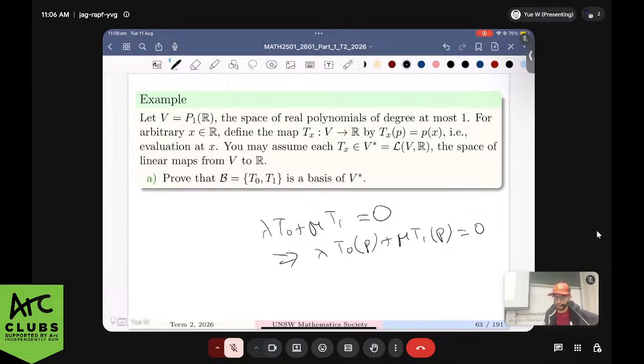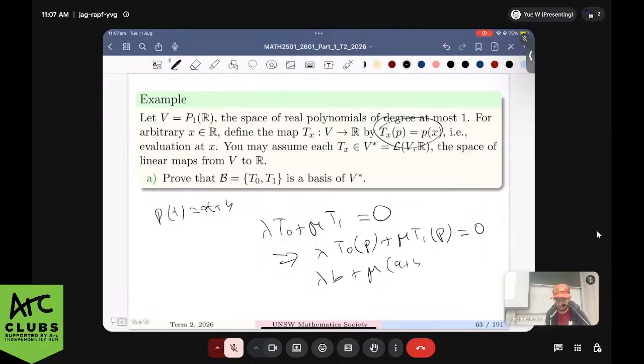Now, because we know that p comes from this polynomial space, it's useful to write p of t equals at plus b. This will probably come in handy whenever you have a polynomial space like this. This is dimension 2, the space of all polynomials of degree at most 1. You can write it as at plus b. So for any a and b, this is like T0 of at plus b. Now, what is T0 of at plus b? It's the polynomial evaluated at 0. So if you evaluate this at t equals 0, you get b. If you evaluate it at 1, you get a plus b.